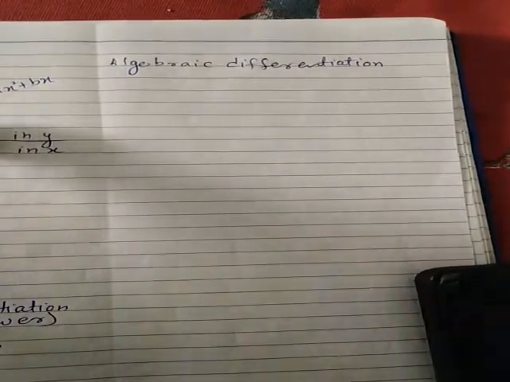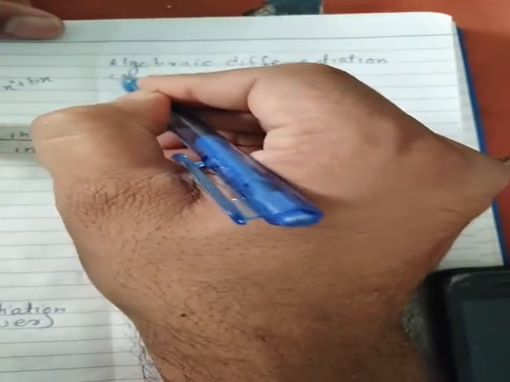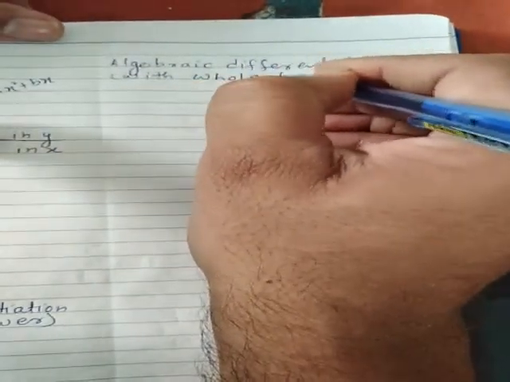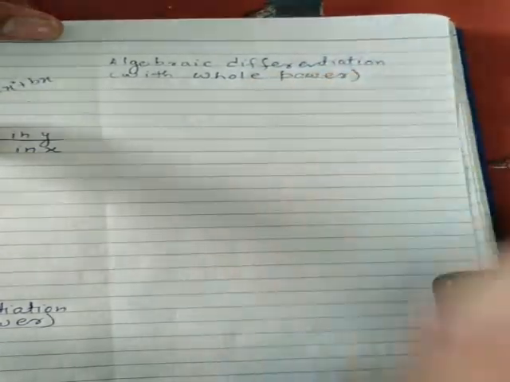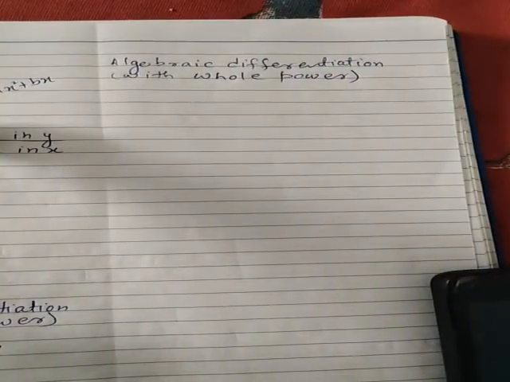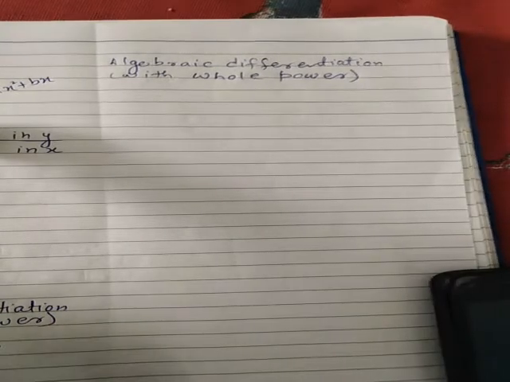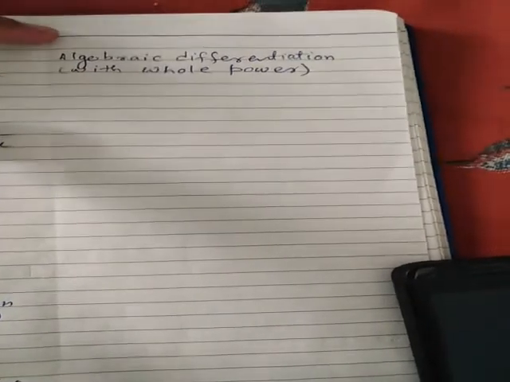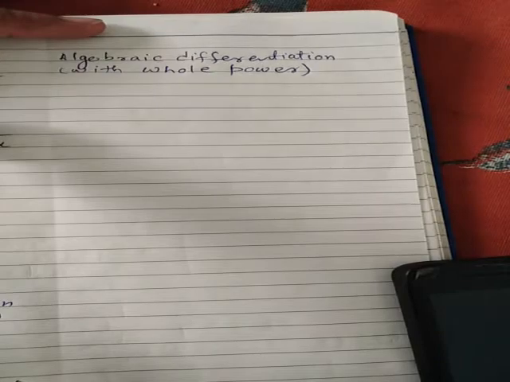Now the next thing I'm going to tell you is algebraic differentiation with whole power. Beta, now we are going to start with algebraic differentiation with whole power. It's simple like the previous one, only we will be having a whole power over there, so we have to work on that whole power. How are we going to have that whole power sorted out?